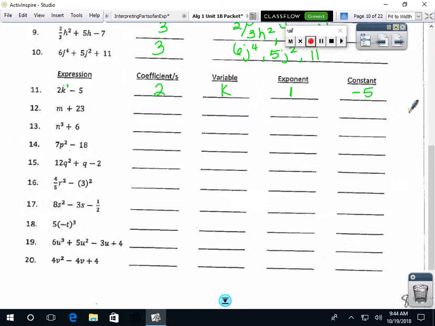Okay, number 12, what is the coefficient for this expression? Okay, coefficients are always beside a variable, correct? Well, we have a variable m. Doesn't it have an understood coefficient of 1 and an understood exponent of 1? So the coefficient is 1, the variable is m, the exponent is 1, and the constant is 23. Okay, you go ahead and try 13, 14, and 15 before I do them.